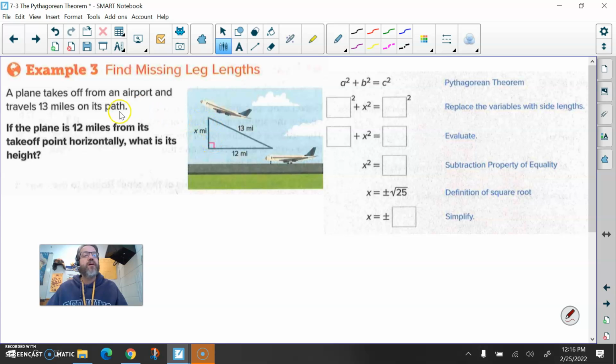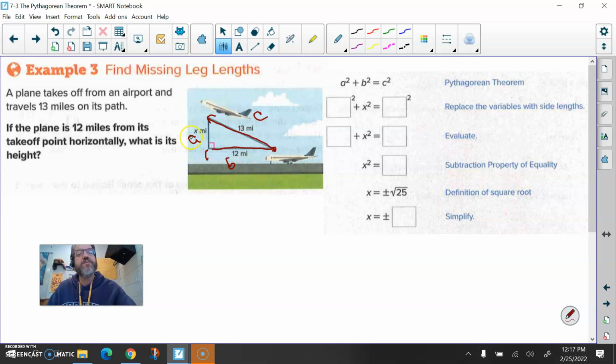A plane takes off from an airport and travels 13 miles on its path. So here it's taken off right here. It's traveled 13 miles going upward. And if the plane is 12 miles from its takeoff point horizontally, how high is it above the ground? What is its height? This time I'm actually missing a leg. I'm going to call that missing side, instead of X miles, let's call it A. And then the 12 miles would be B. 13 miles, that's across from the right angle. That's C, your hypotenuse.